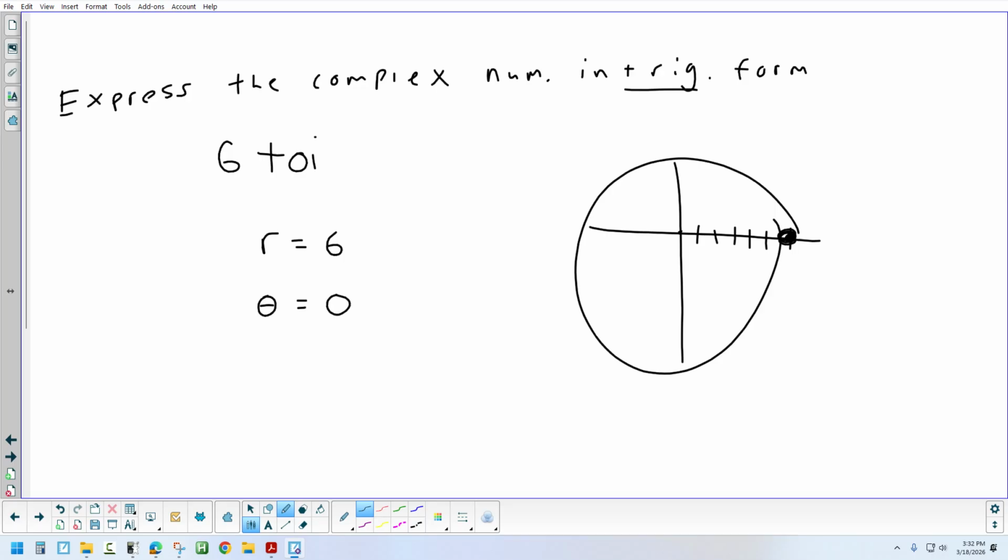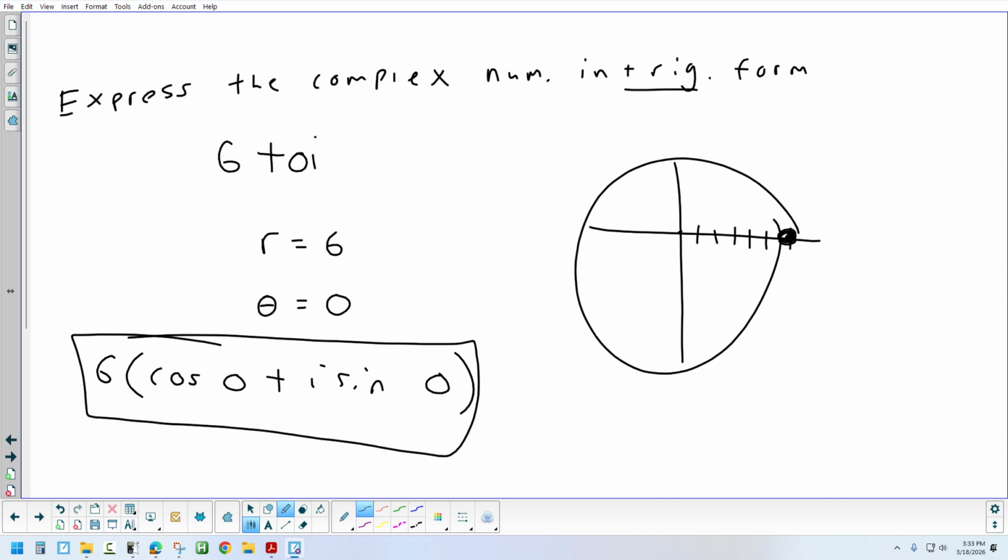So then the final answer is r cosine 0 radians plus i sine 0 radians. That's how you write a complex number and change it from standard to trig form.